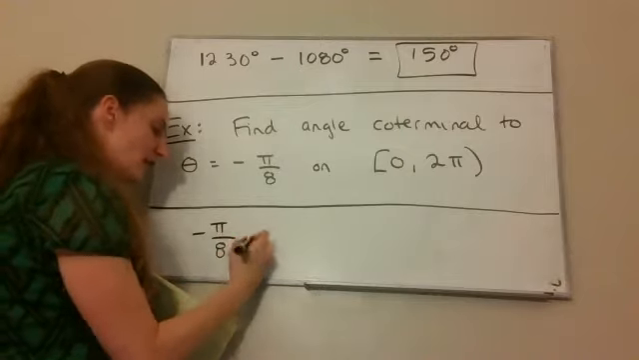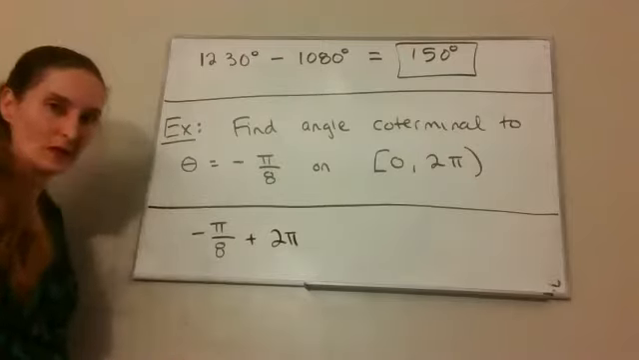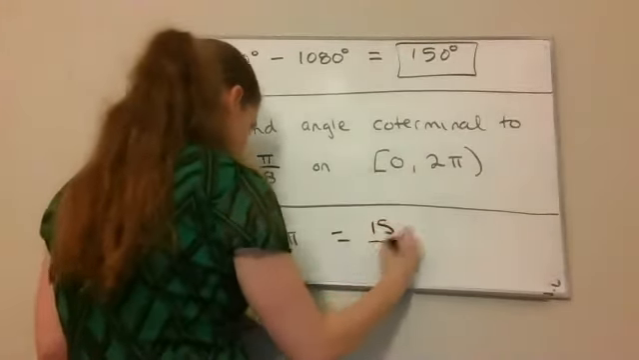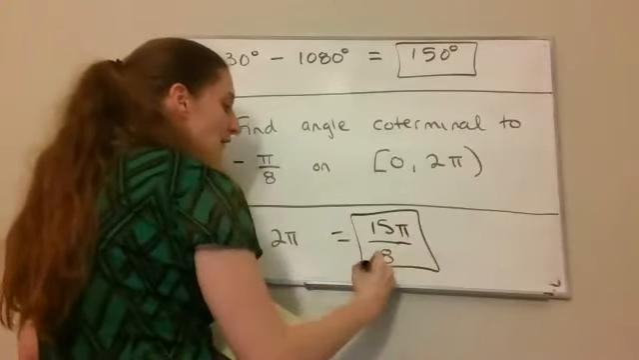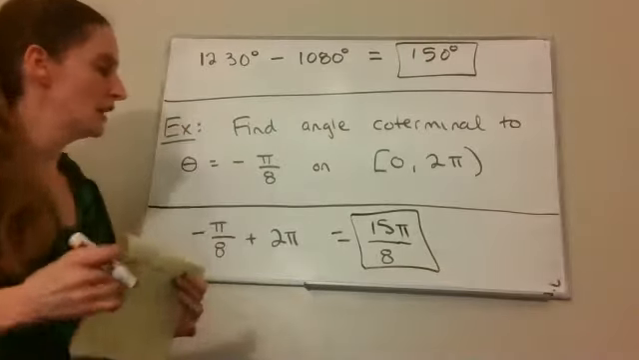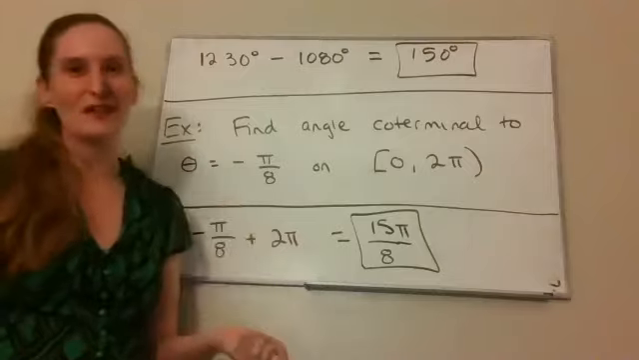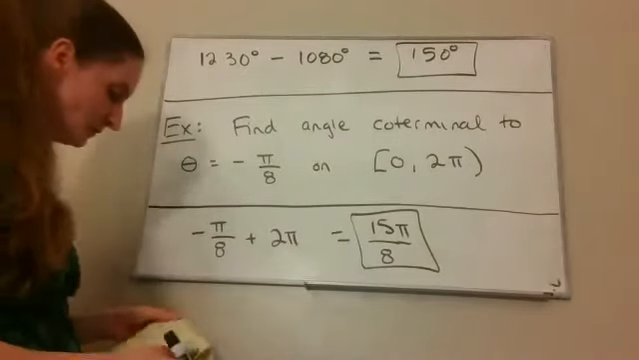Well, this one's a little easier than the last one because I'm just going to add 1 revolution around my circle, so 2 pi radians, and that gets me 15/8 pi radians as my coterminal angle. This is between 0 and 2 pi because 15/8 is just a little bit under 2, so it is in this interval here.